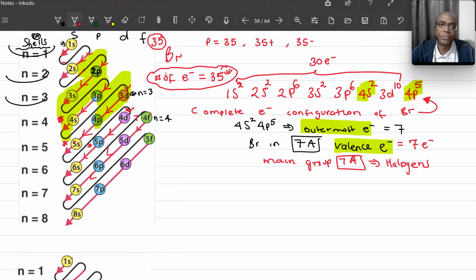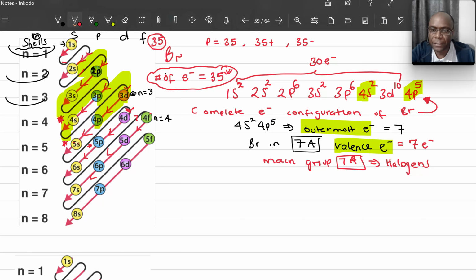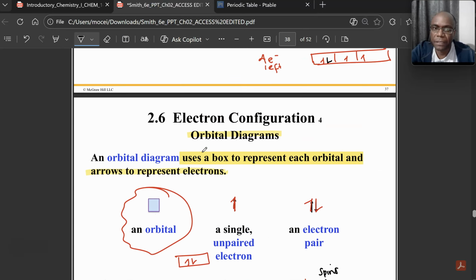Does that make sense to you? Very good. If you go to the periodic table, you'll see bromine is right here. It's in main group 7. Better yet, I can show it to you in your notes when we talked about main group 7.